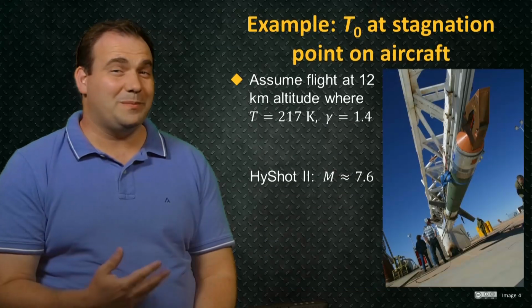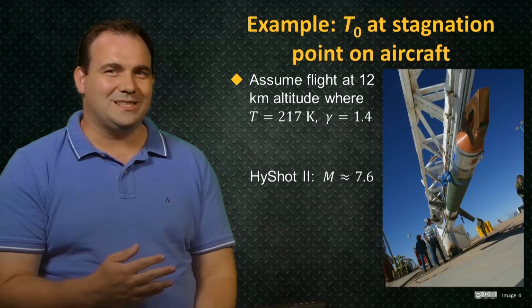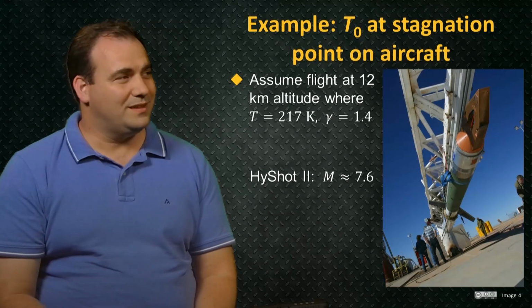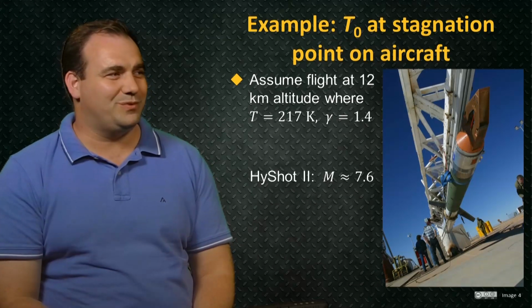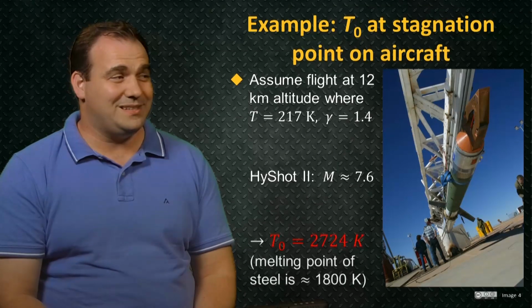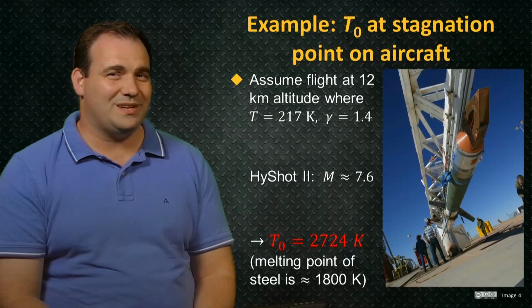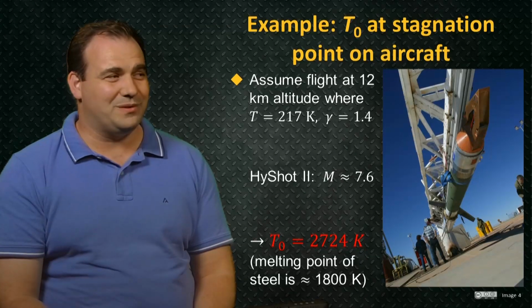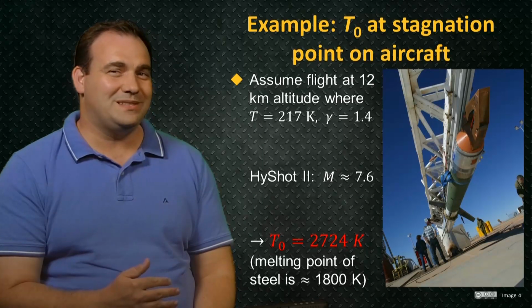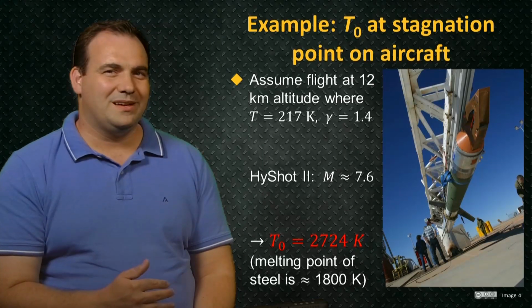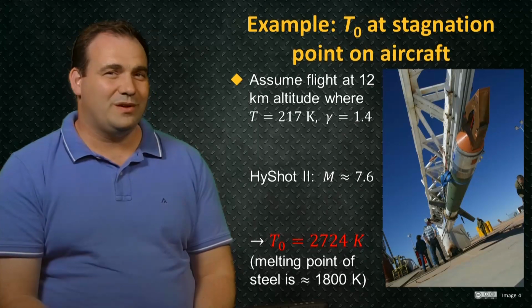But if we go to a hypersonic vehicle, then things become much more severe. This is the HiShot 2 flight experiment. It was the first flight experiment to demonstrate supersonic combustion in flight, and it had a flight Mach number of 7.6. The stagnation temperature against the leading edges of this vehicle was 2,724 Kelvin. The melting point of even high temperature steel alloys is only 1,800 Kelvin. So to get this vehicle to survive for more than a few seconds is a massive challenge.